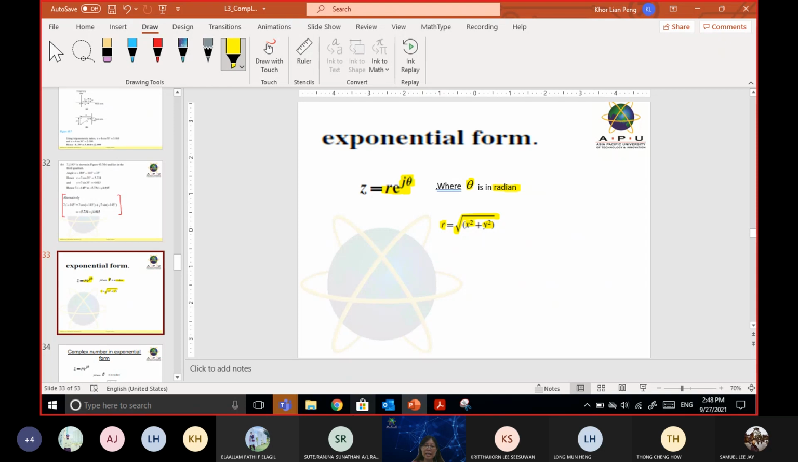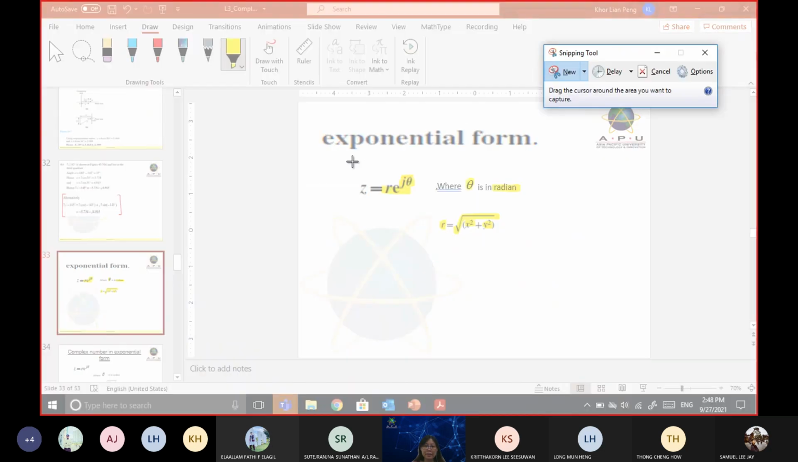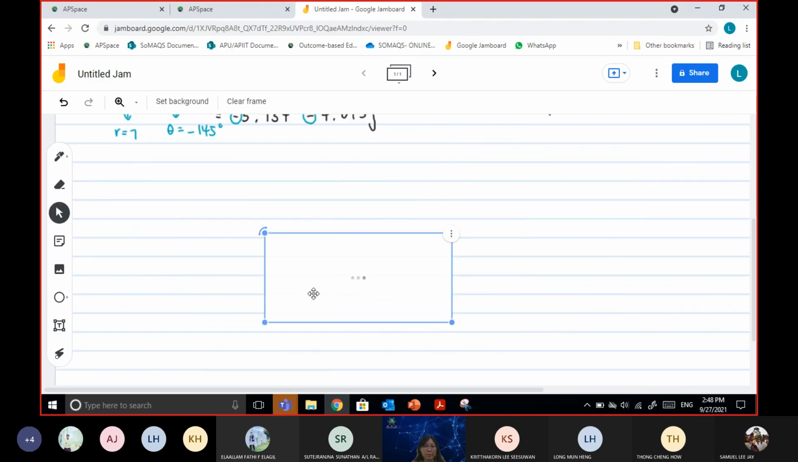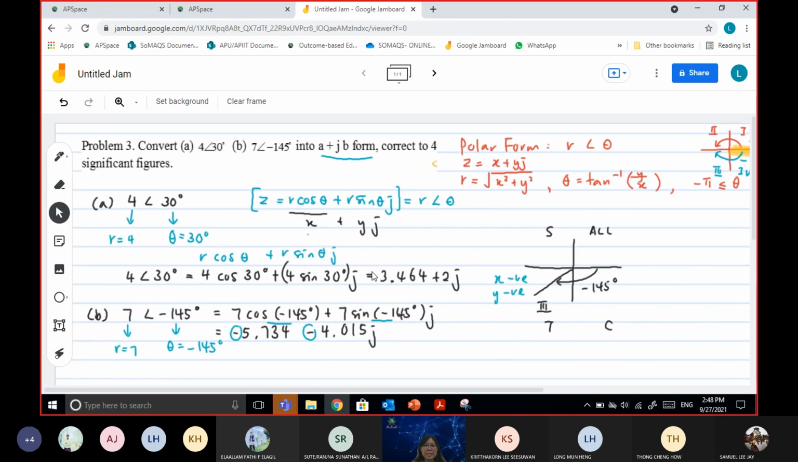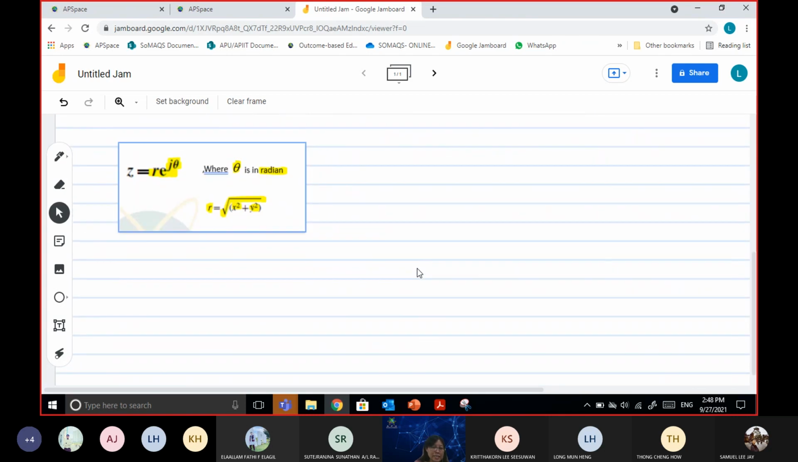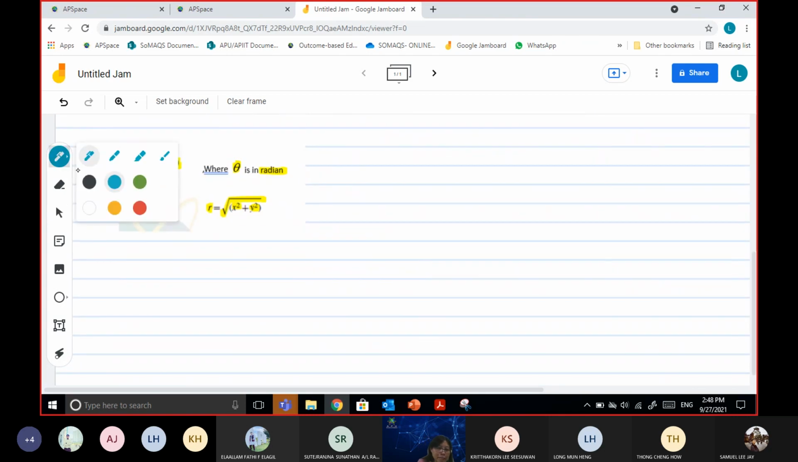Let's say I just simply take one from here, an example. Say we have z equals 2 plus 3j. So this is a complex number in the Cartesian form. How do we write it in the exponential form?